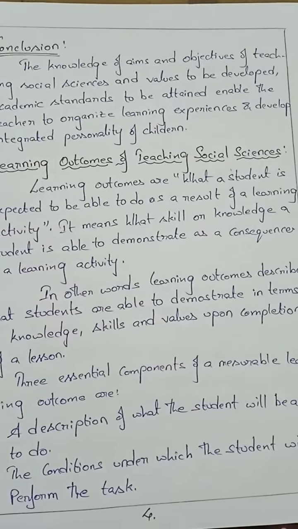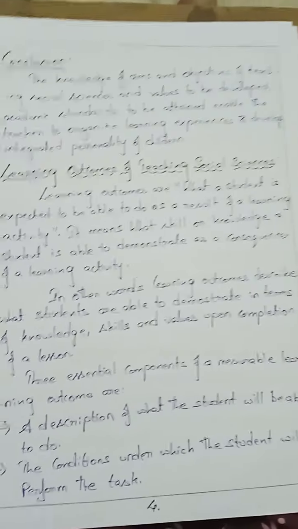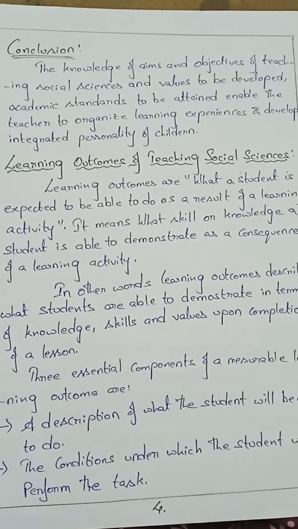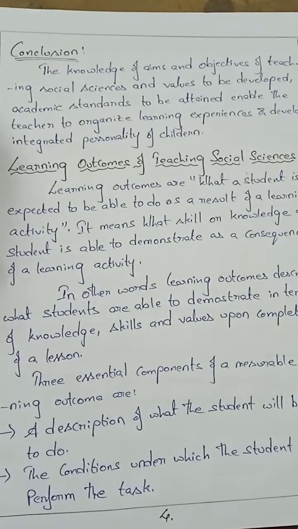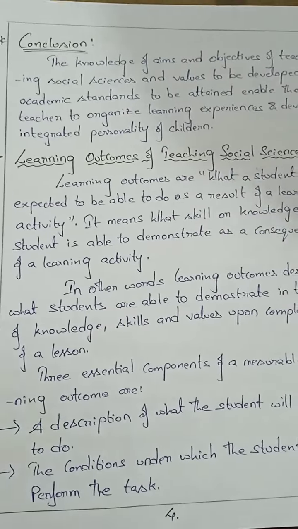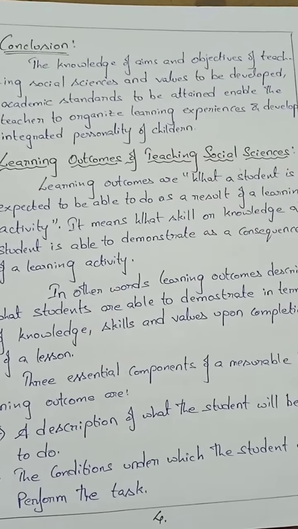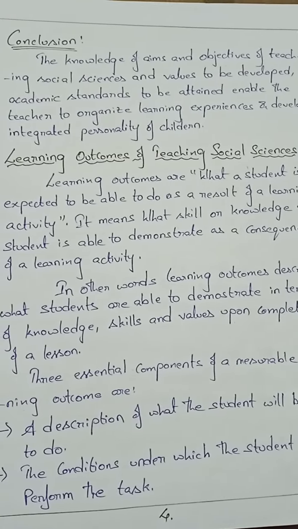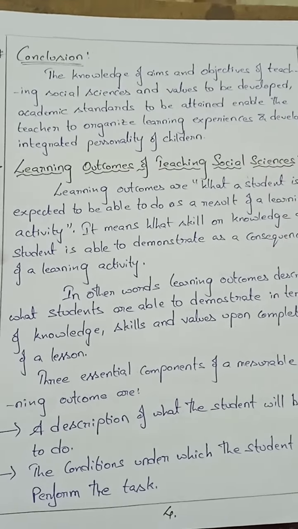The knowledge of the aims and objectives of teaching social sciences, and of values to develop, and the academic standards to be attained, enables the teacher to organize learning experiences and develop the integrated personality of children. Learning outcomes of teaching social sciences.